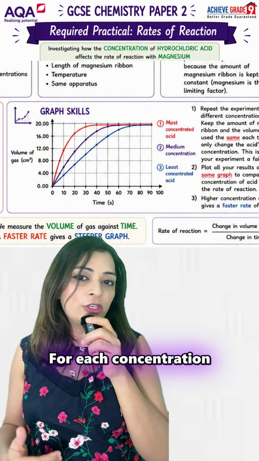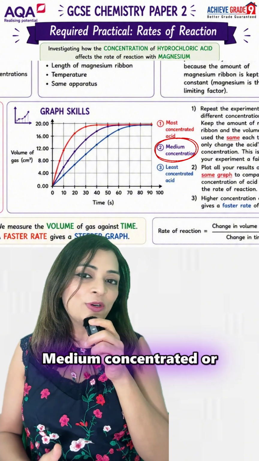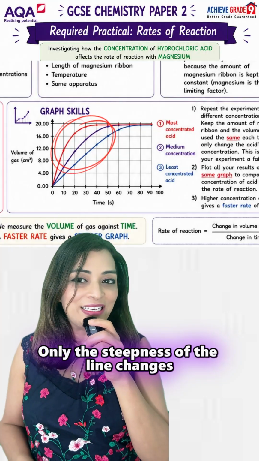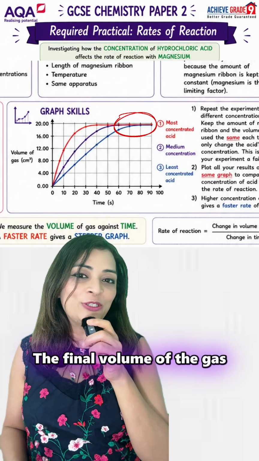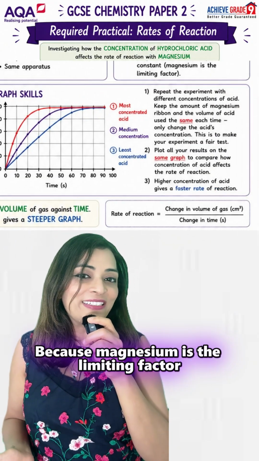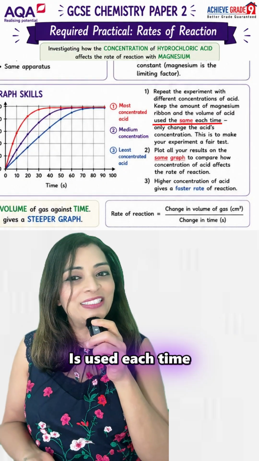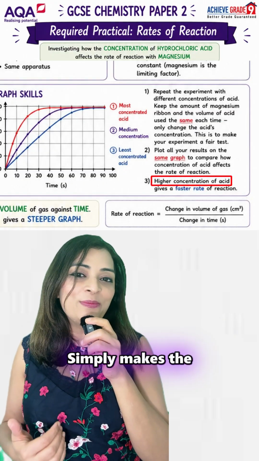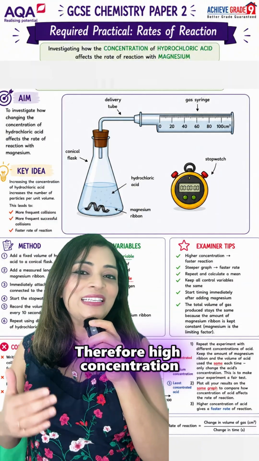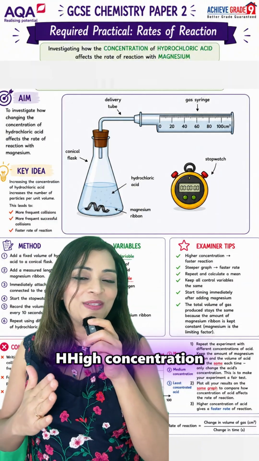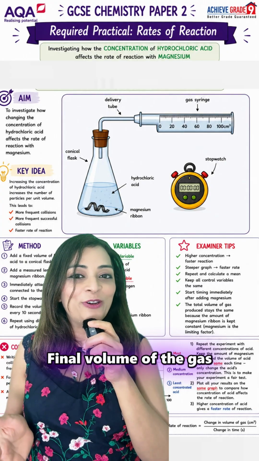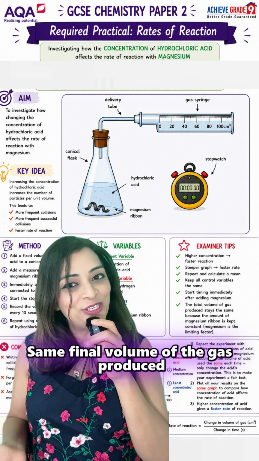For each concentration, whether it is the least concentrated, medium concentrated, or most concentrated solution, only the steepness of the line changes. The final volume of the gas produced stays the same. Why? Because magnesium is the limiting factor and the same amount of magnesium is used each time. Higher concentration simply makes the reaction happen faster. Therefore, high concentration: steeper graph. High concentration: faster rate of reaction. High concentration: same final volume of the gas produced.